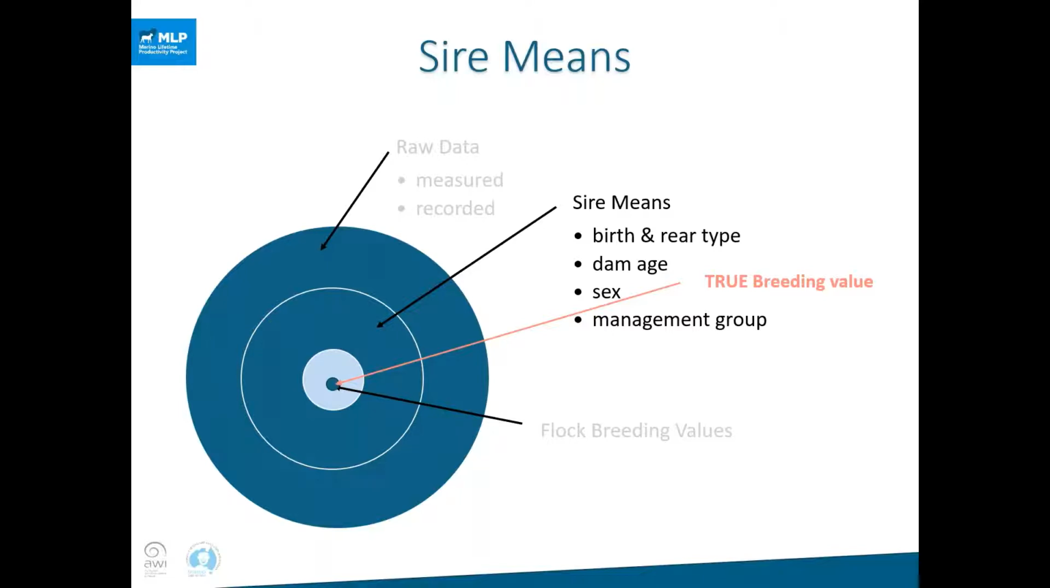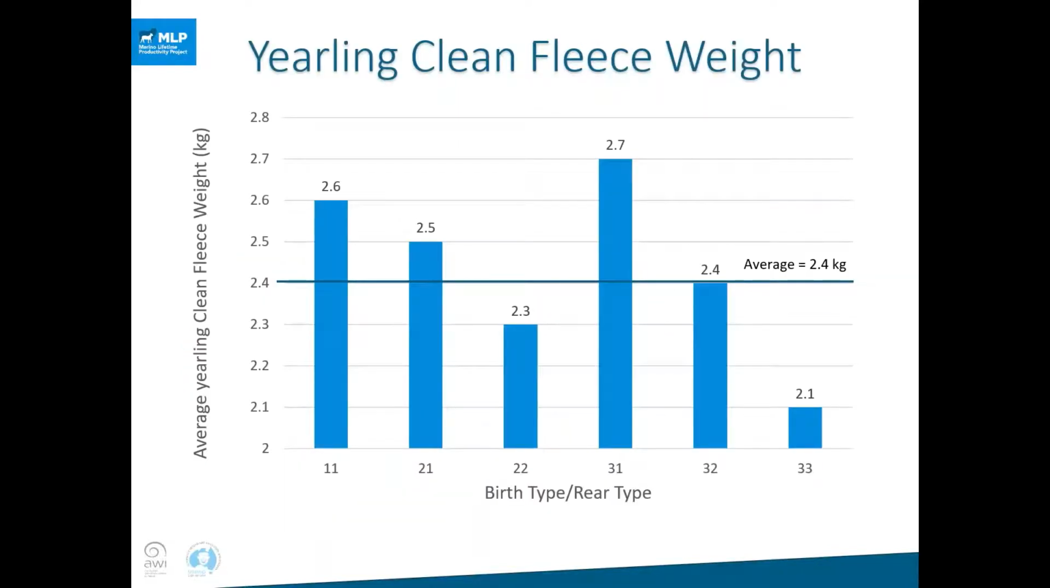But let's look at the magnitude of one of these effects, just so that you can see why we make these adjustments. In this case, let's look at birth and rear type. So once again, this is the yearling clean fleece weight from the 2017 drop. We've got the average yearling clean fleece weight here on the vertical axis. Along the bottom, we've got birth type and rear type. So a 1 and a 1 means born a single and raised a single. If we come over here, the 2 and a 2 means born a twin and raised a twin.